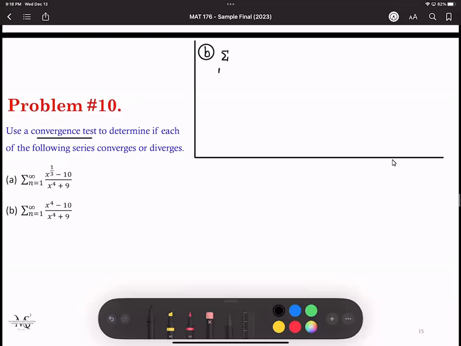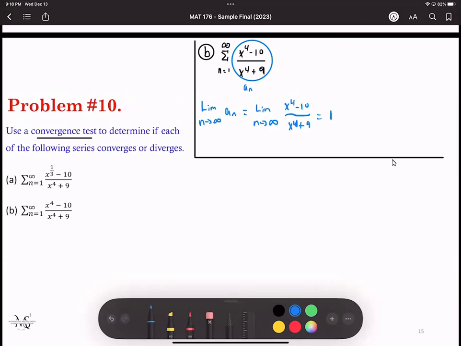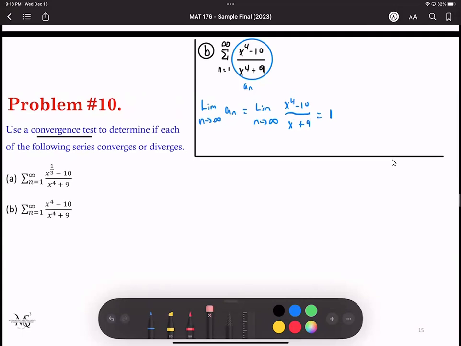So here's our series again: n equals 1 to infinity of x to the fourth minus 10 over x to the fourth plus 9. So this is my sequence, this part, that's my an. So if I compute the limit as n approaches infinity of an, which is precisely the limit as n approaches infinity of x to the fourth minus 10 over x to the fourth plus 9, one should be able to see that this limit goes to 1 because the degrees are the same. So you take the ratio of their leading coefficients, which are both 1, so 1 over 1 is 1.